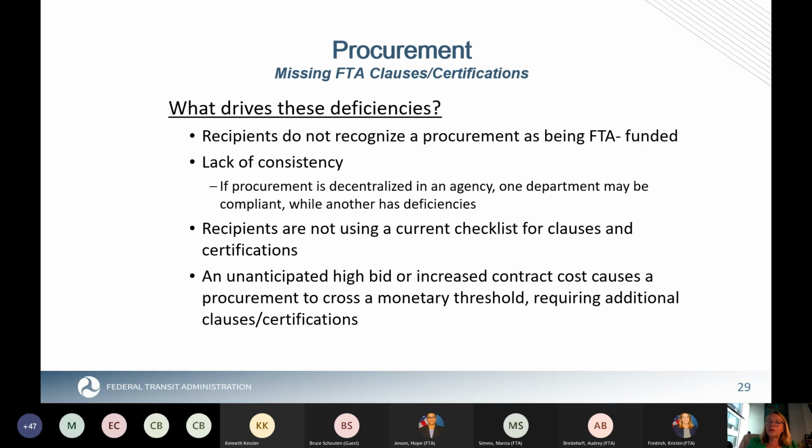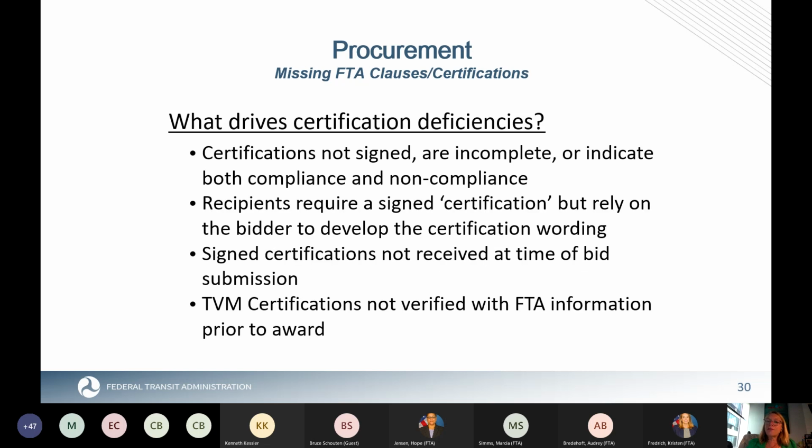This is another good reason to have a good ICE, or independent cost estimate. A good ICE will help you target which of the clauses and certifications are required for each of the procurements that you put on the street. Drivers for certifications are very interesting and different than clauses.